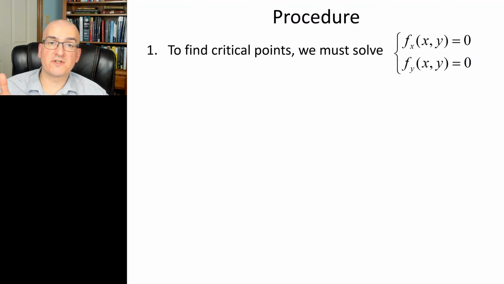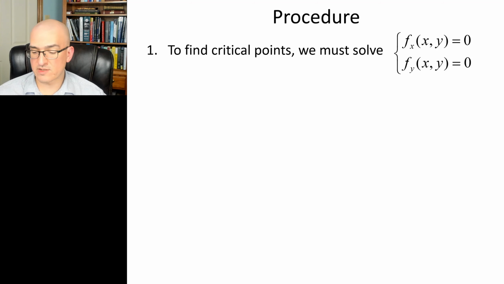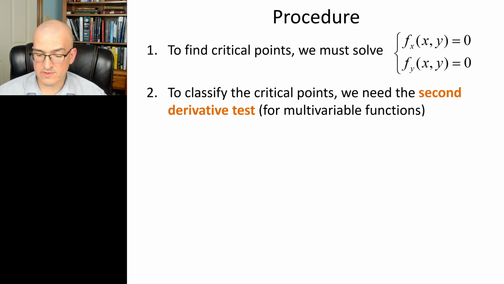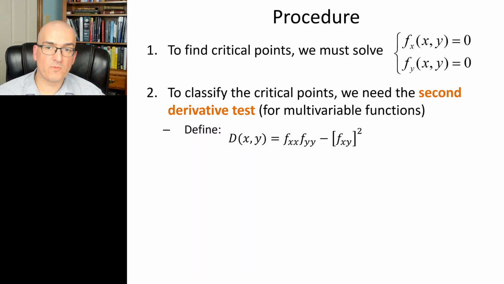So our full procedure is, first we find the critical points. That means take the x and y partial derivatives, set them both to 0 and solve that system. I'll show you how to do that. Then we'll apply the second derivative test, which starts with a new type of function.